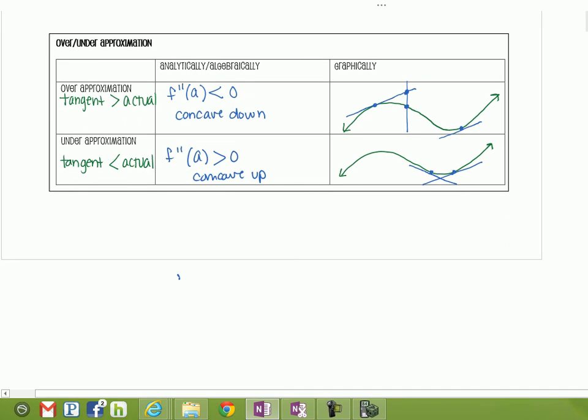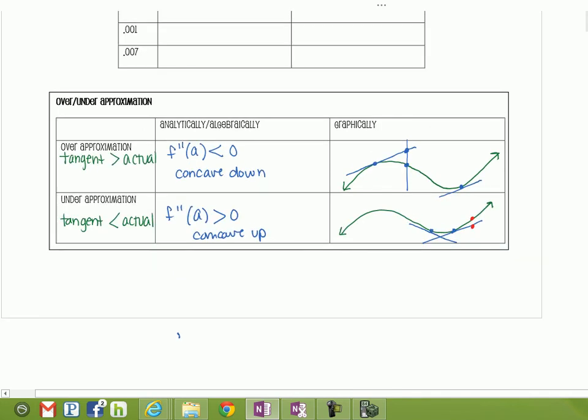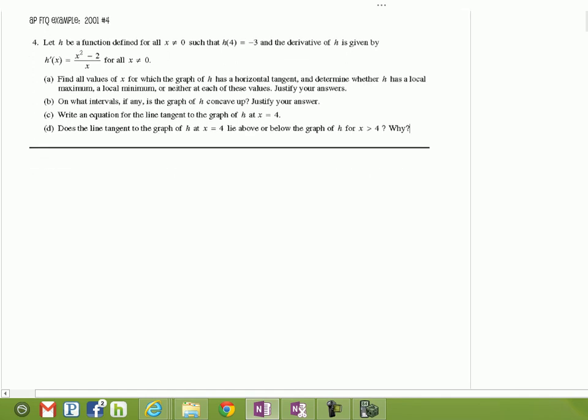So this point on the curve is actually above the tangent line, so the tangent line is an under approximation. But over here, when it's concave down, the tangent line is above the curve. So that's the rule that you're going to end up using. Okay? So here's where I'm going to do my example. Let's just start with part A.